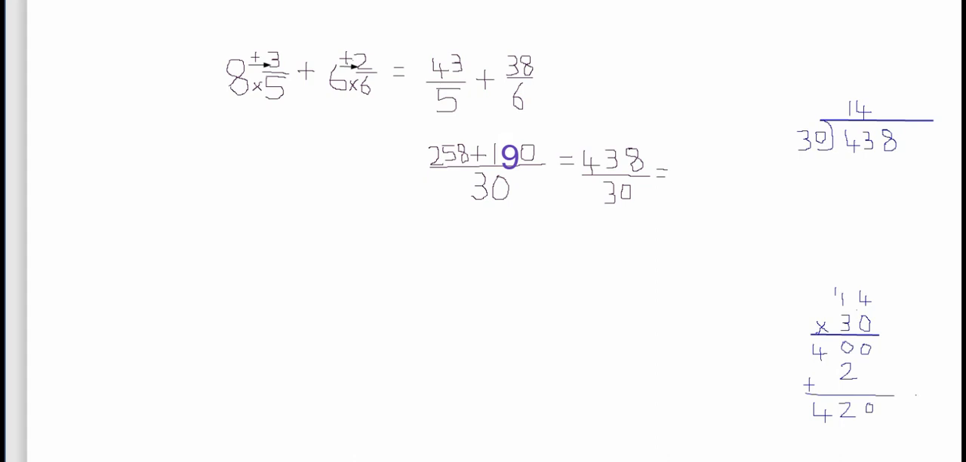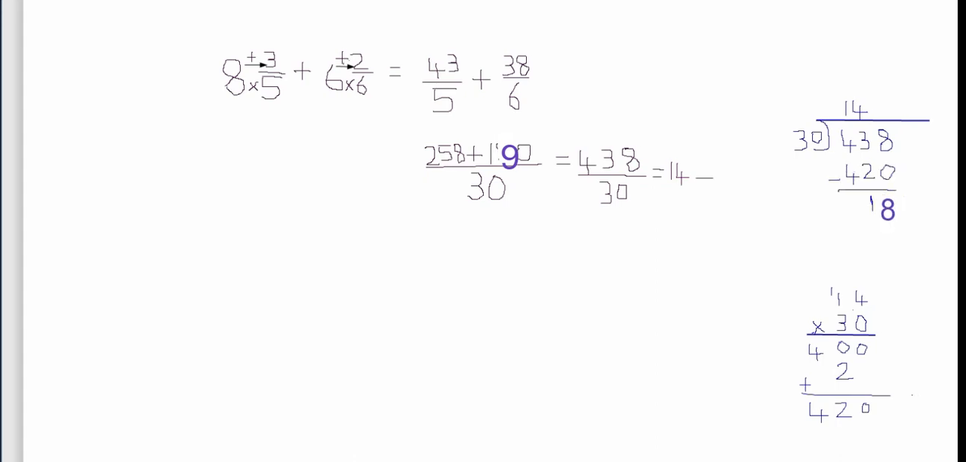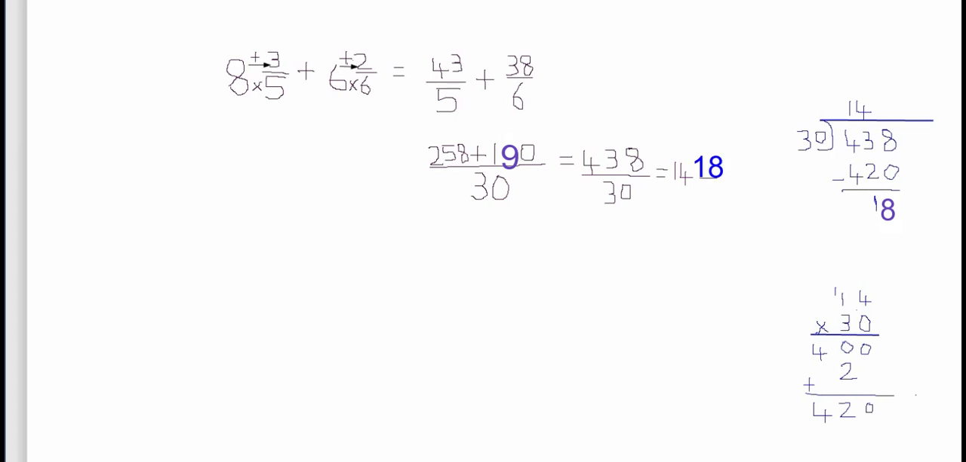14 is our whole number. 420 from 438 equals 18. 18 is our numerator. And we now bring back the 30 as the denominator.